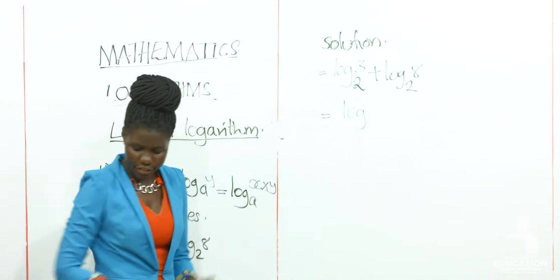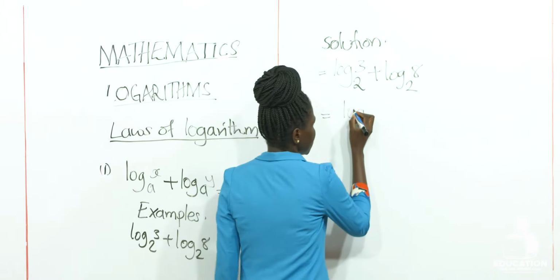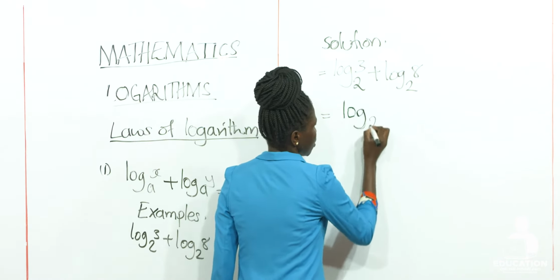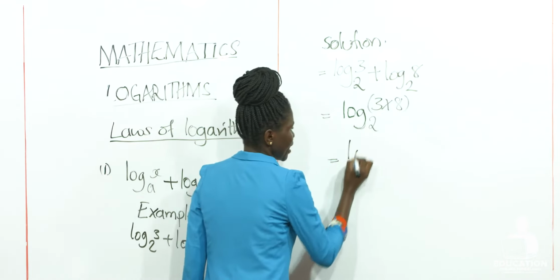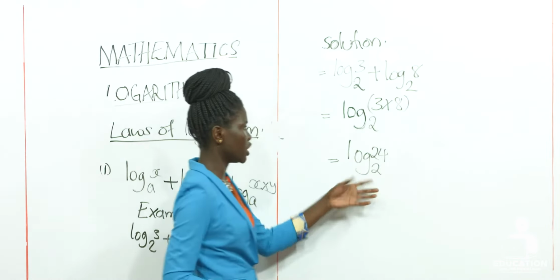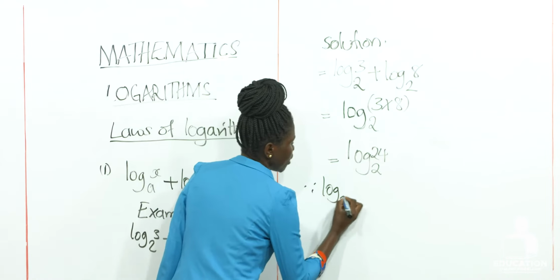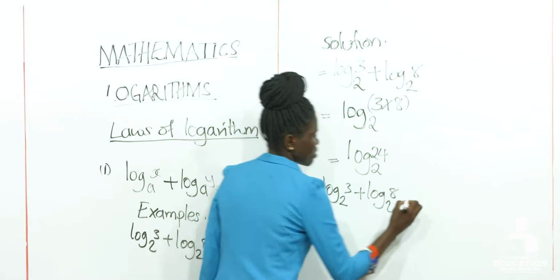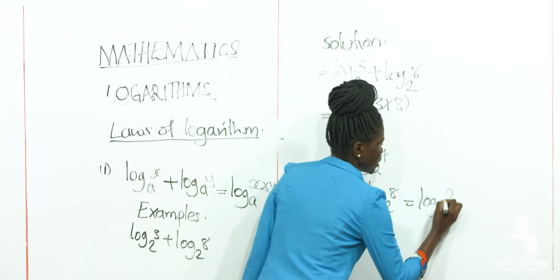So we're going to multiply 3 and 8. So we shall have this as log 2, and the two numbers are 3 and 8. When you multiply 3 and 8, this will be 24. 3 times 8 is 24. So this will be our final answer. We therefore conclude that log 2 of 3 plus log 2 of 8 will give us the final answer as log 2 of 24.